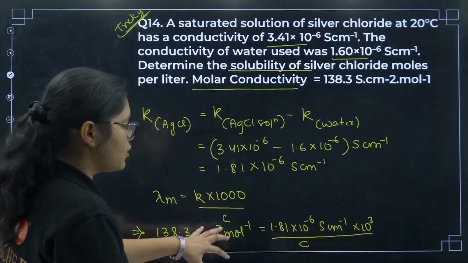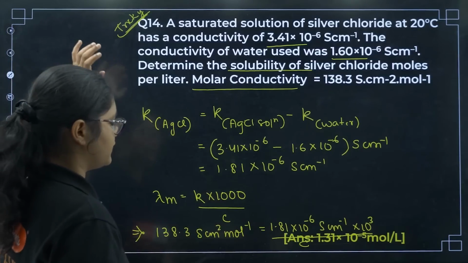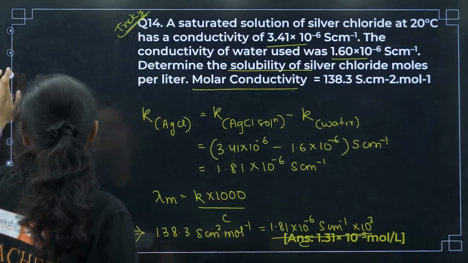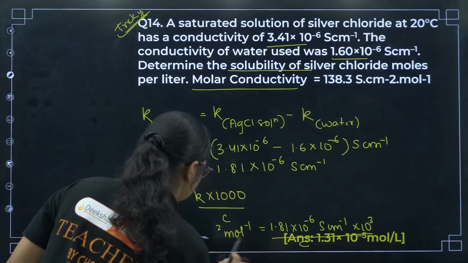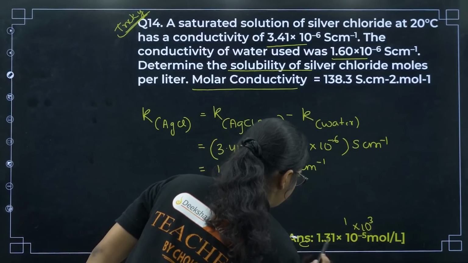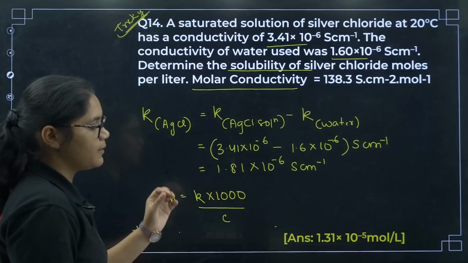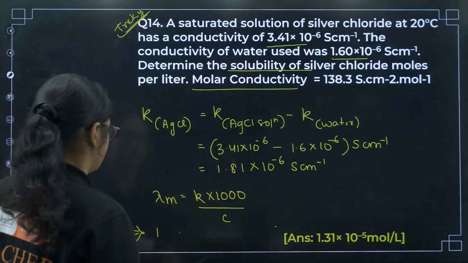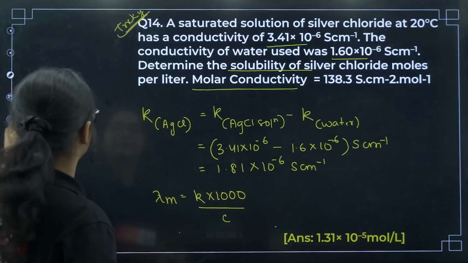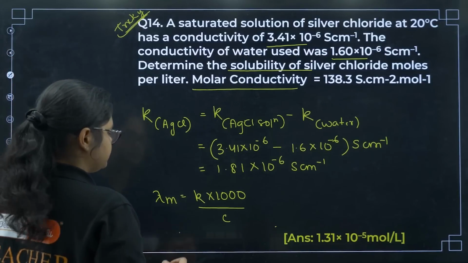Okay, so if I solve this and calculate, I'll get the value of C as 1. Just a minute, let me erase this one. I'll write it there, but if you solve it, you will be getting 1.31 into 10 to the power of minus 5 moles per liter. Do not worry, I'll write this here.